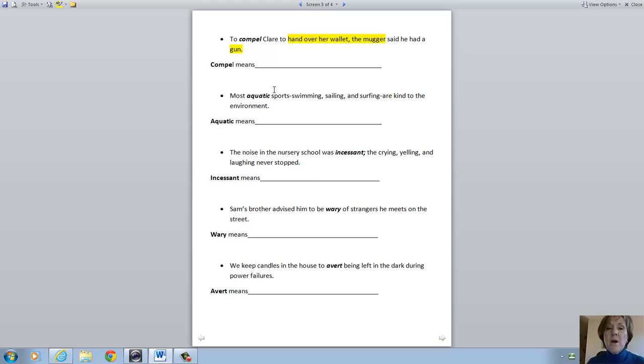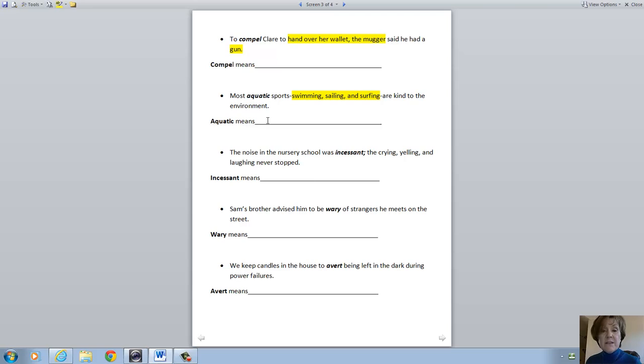The next one. Most aquatic sports, swimming, sailing, and surfing, are kind to the environment. Well, here we talked about examples. These are examples of aquatic sports. So aquatic, these sports all have to do with water. So aquatic must have to do with water, because these are examples of the aquatic sports, right?